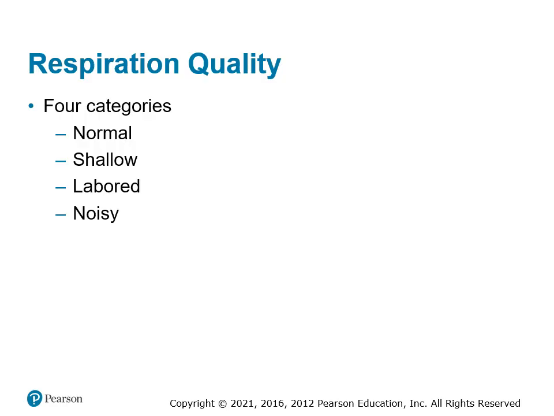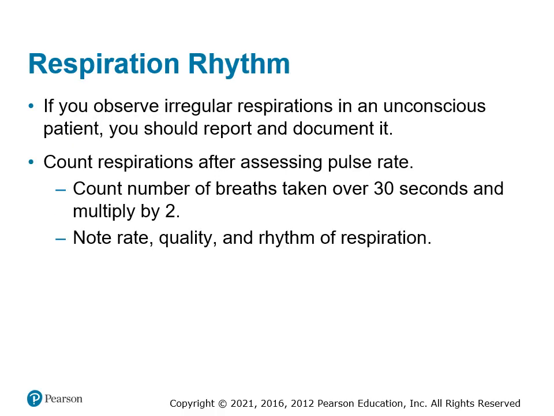Respiration quality, 4 categories here. We've got normal respirations, or we have shallow respirations. Labored, if they're using all their muscles of respiration to try to breathe, we call that labored. And noisy respirations, if they're breathing and you can hear them. If you observe irregular respirations in an unconscious patient, you should report it on your documentation, and you should trend it.